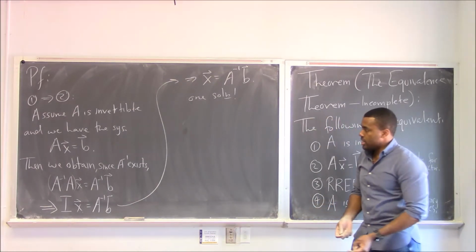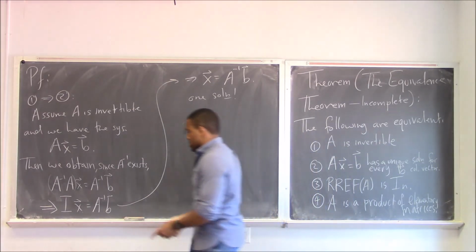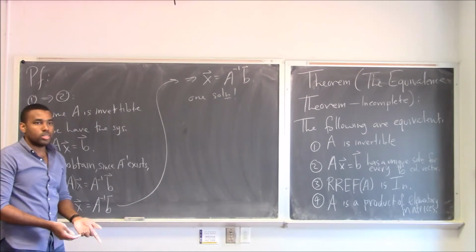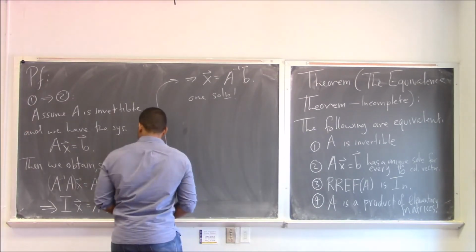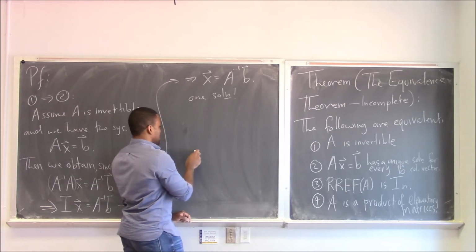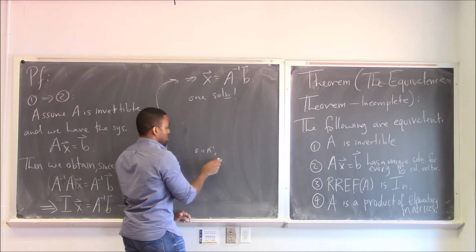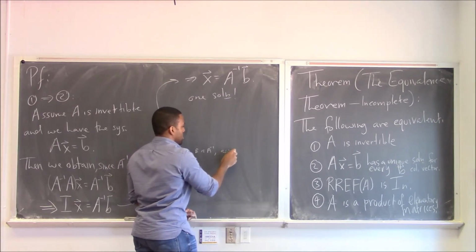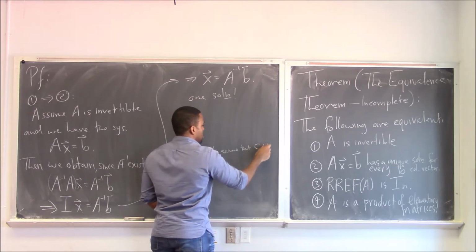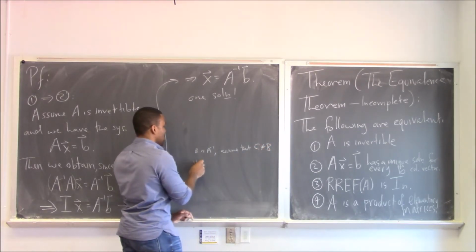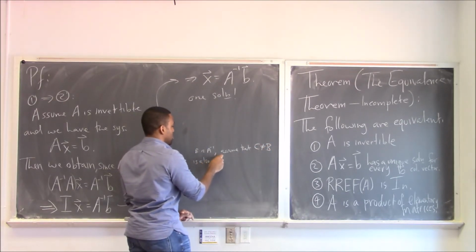And I might have stated that the proof of that is not that difficult. Just assume that there are two, and then you can show that they're the same thing. Right? And if I want to make a detour, let's say B is an inverse. Assume that C not equal to B is also an inverse.